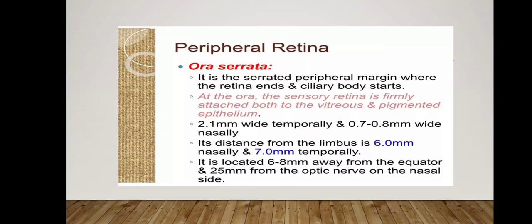The peripheral retina ends at the ora serrata. It is a serrated peripheral margin where the retina ends and the ciliary body starts. At the ora, the sensory retina is firmly attached to both the vitreous and the pigmented epithelium. It is 2.1 mm wide temporally and 0.7 to 0.8 mm wide nasally. Its distance from the limbus is 6 mm nasally and 7 mm temporally. It is located 6 to 8 mm away from the equator and 25 mm from the optic nerve on the nasal side.